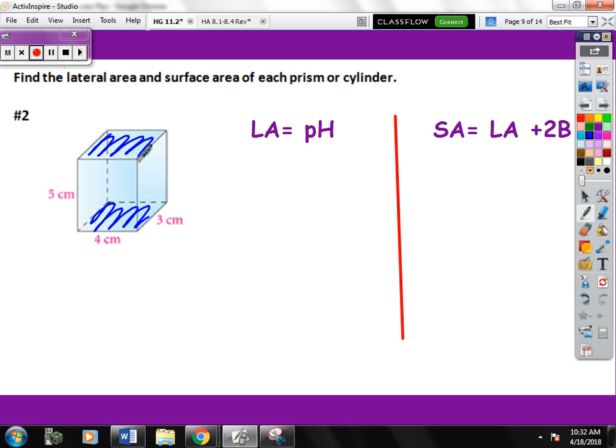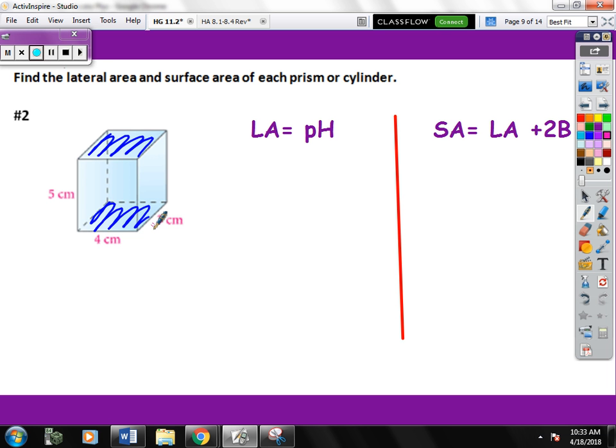So go ahead and jot down the formulas. Lateral area is P times H. Surface area is lateral area plus 2B. Now what I like to do is just jot down what everything stands for over here and then plug into my formula. First of all, what shape is this? No, 4 and 3. A rectangular prism. Okay. Since we have numbers, we can classify that.